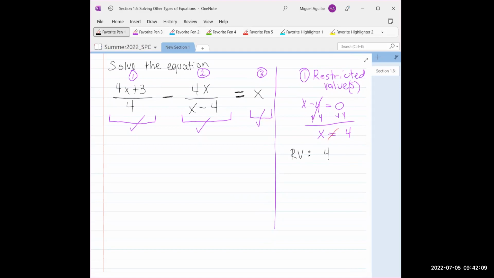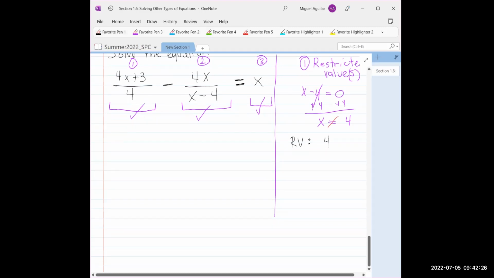You're going to have to do this process of checking for restricted values at the beginning of each of these rational equations. We haven't even begun to solve this thing yet. We're just assessing, doing some prep work to make sure we don't run into any trouble later. Now we're going to actually begin to solve the equation.